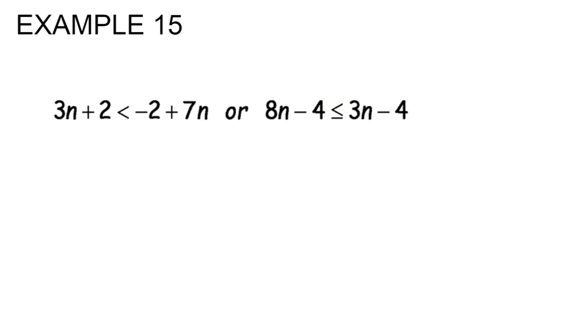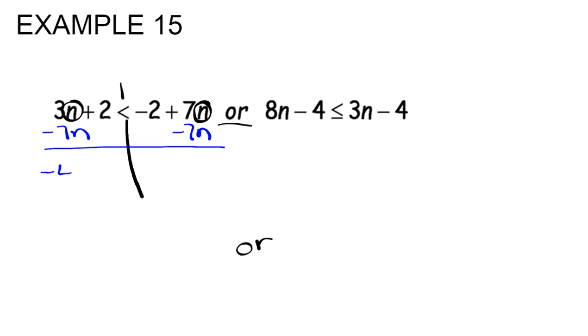Example 15. We see the word or, so we know we're going to have or in our answer. We're going to start on the first inequality, and we notice we have variables on both sides. So I'm going to go ahead and move 7n to the left. I move it by subtracting it. That's going to give us negative 4n plus 2 is less than negative 2.